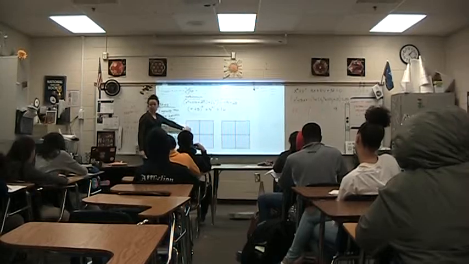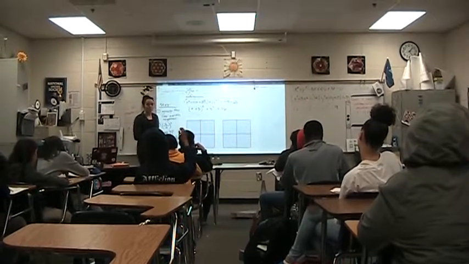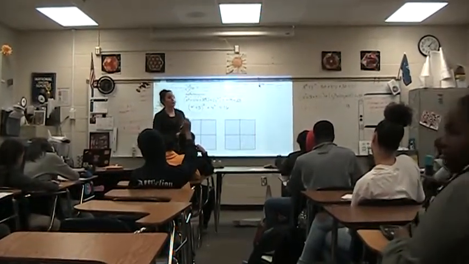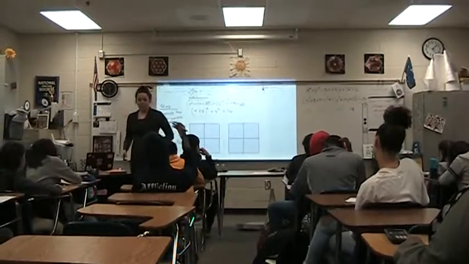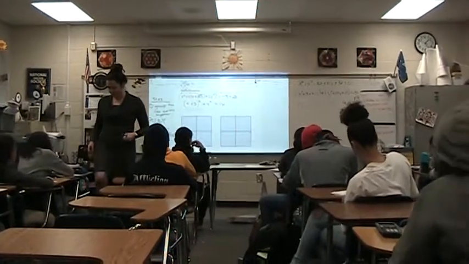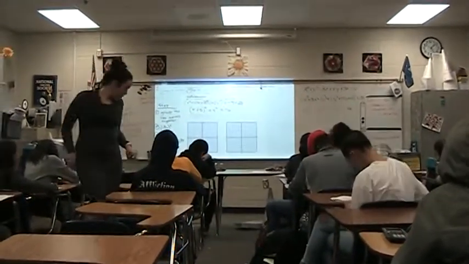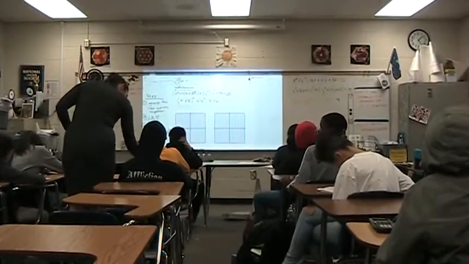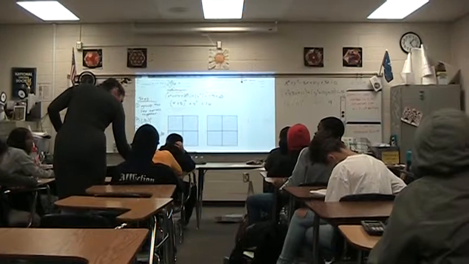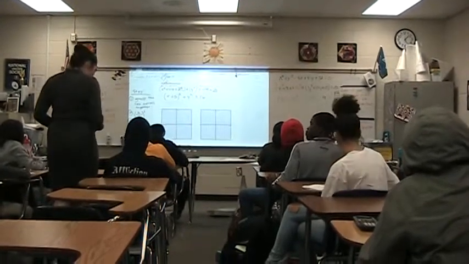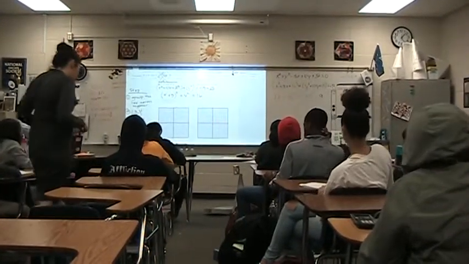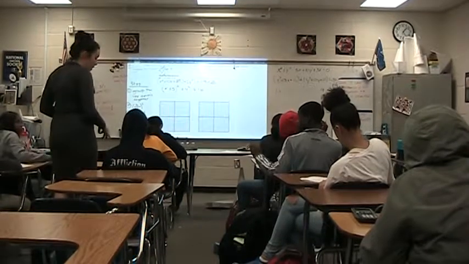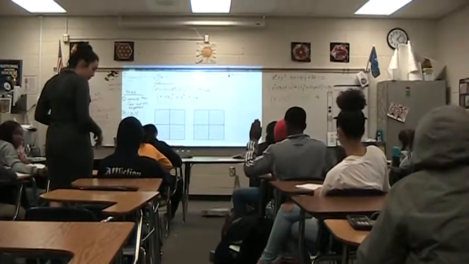Negative 5, 0. Alright, so plot those two. Do it on your paper. Four, negative 5. So square root of 9 is what? 3. That's your radius.